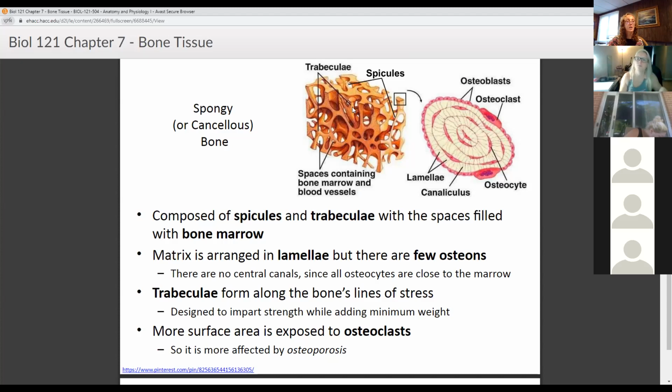This is why cancellous or spongy bone is most affected by osteoporosis, which we'll talk about later. Because osteoclasts are involved in the development of osteoporosis, that's why we see that the most affected area during osteoporosis is the cancellous or spongy bone and not the compact bone.